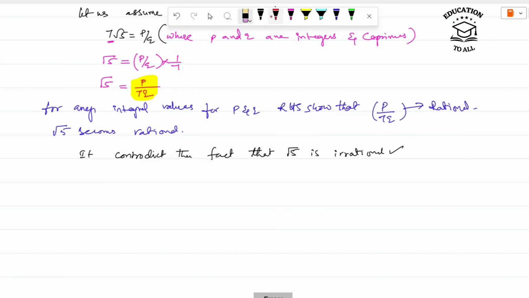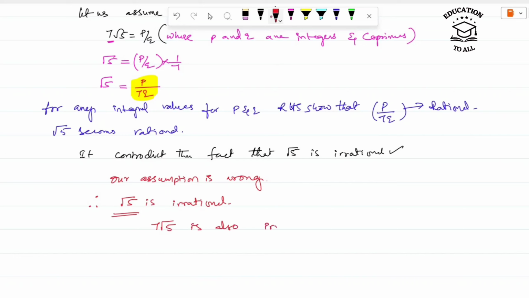So our assumption is wrong. Therefore I can conclude that root 5 is irrational. Then if root 5 is irrational, an irrational number multiplied by a rational number also becomes irrational. So 7 root 5 is also irrational. Got it?